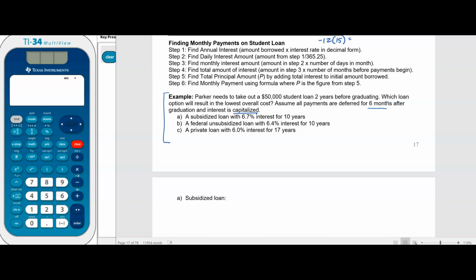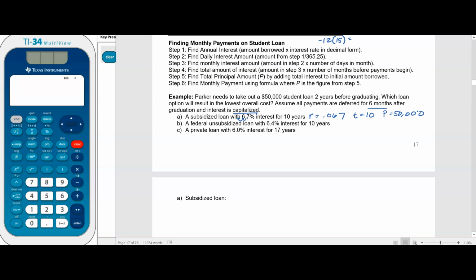So there are 3 different types of loans that we're going to look at, A, B, and C, and we're going to do one at a time. So loan A is a subsidized loan with 6.7% interest for 10 years. So I'm just going to write down our rate here, little r, is going to be 0.067, because if you take 6.7 and you move that decimal 2 spots to the left, you get 0.067. Time is always in years, so t equals 10. Our principal is $50,000, and that'll be the case for all of these loans.